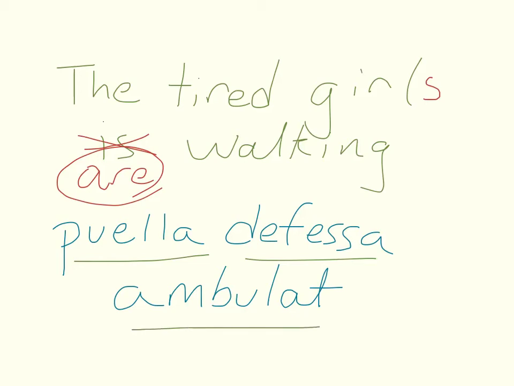In order to change that sentence into plural, we need to change every single ending of every single word. So we change our girls to the plural, which is going to be puellae. We need to change our adjective, defesa, into a plural, which is going to be defesae. So you'll notice that's the same process. And we need to change our verb, ambulat, into the plural, which is going to be ambulant.